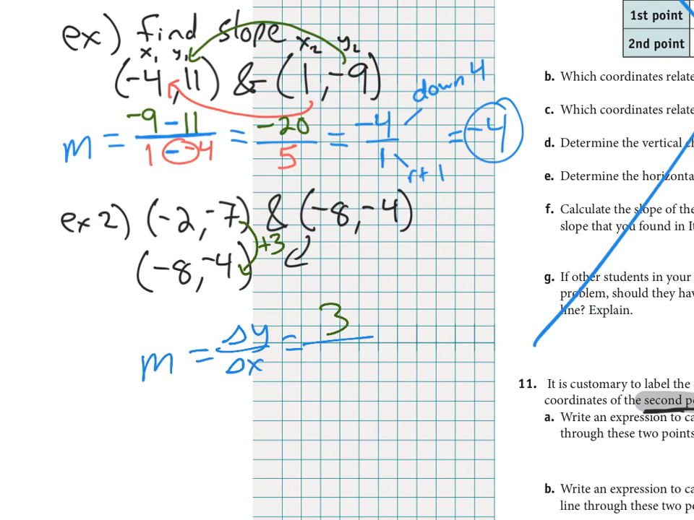My change of the x in the same direction, from negative 2 down to negative 8, what do you do? Subtract 6. So 3 over negative 6 reduces to be the same thing we got using the formula on the whiteboard. If you understand the delta method, it's the easiest way to find slope given 2 points or a table. Think of what we did here is we stacked the points. Stack the points, and then you could use the delta method.